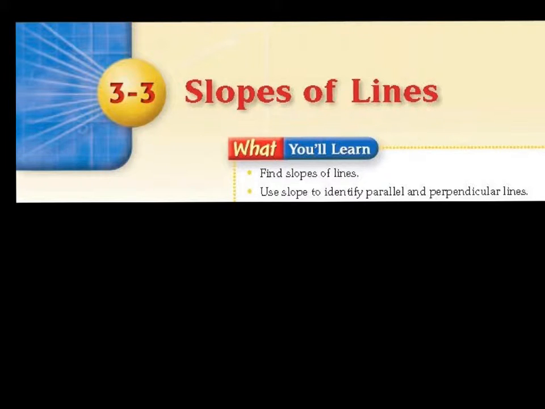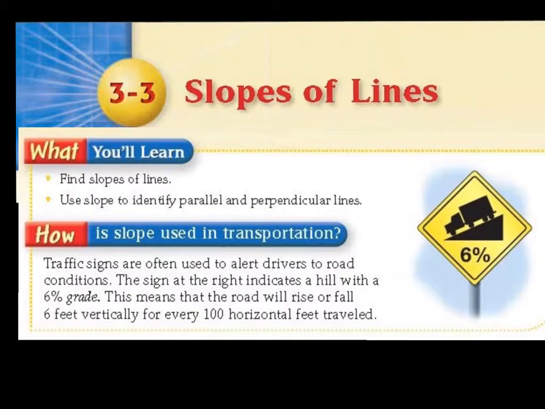In this lesson, you'll learn how to find the slopes of lines and use slope to identify parallel and perpendicular lines. How is slope used in transportation? Traffic signs are often used to alert drivers to road conditions. The sign at the right indicates a hill with a 6% grade. This means that the road will rise or fall 6 feet vertically for every 100 feet of horizontal travel.